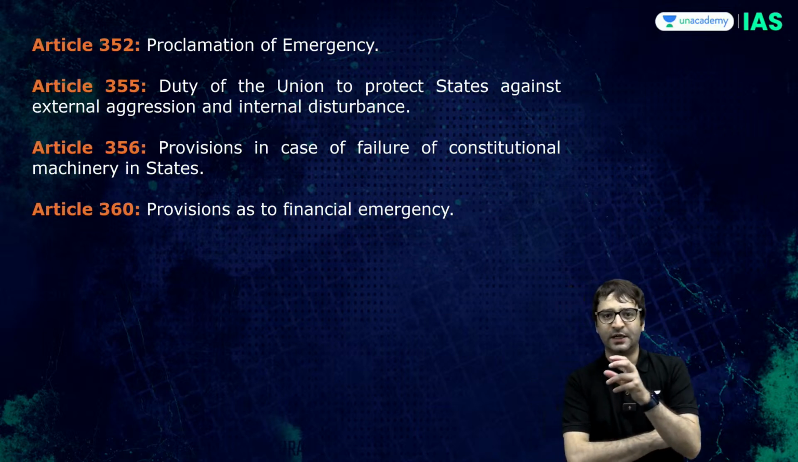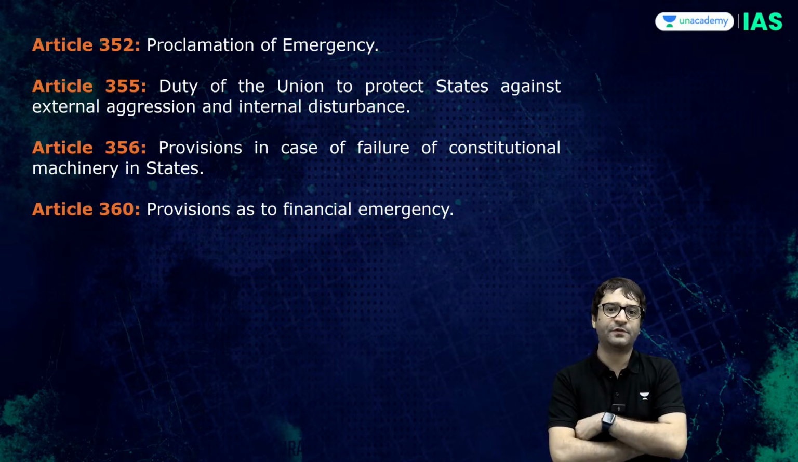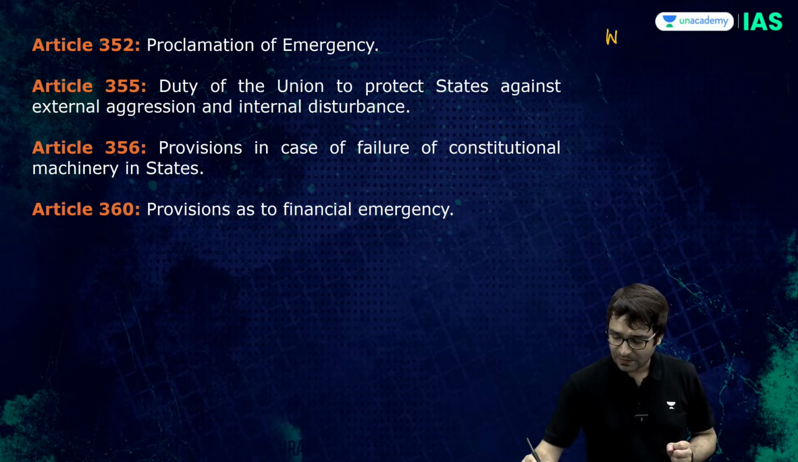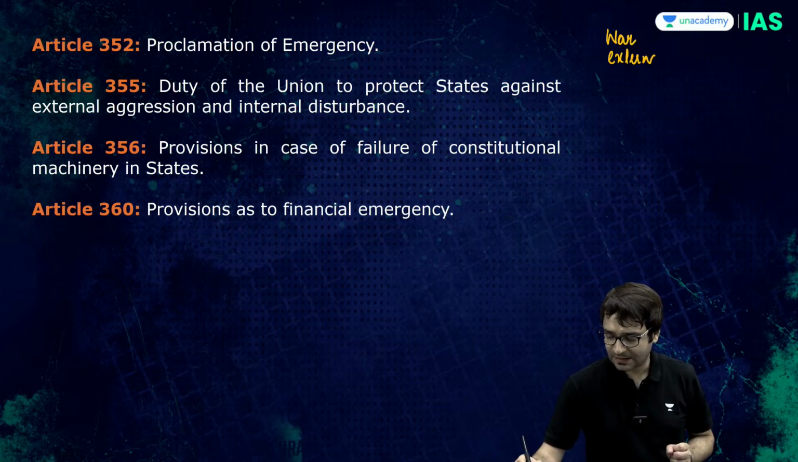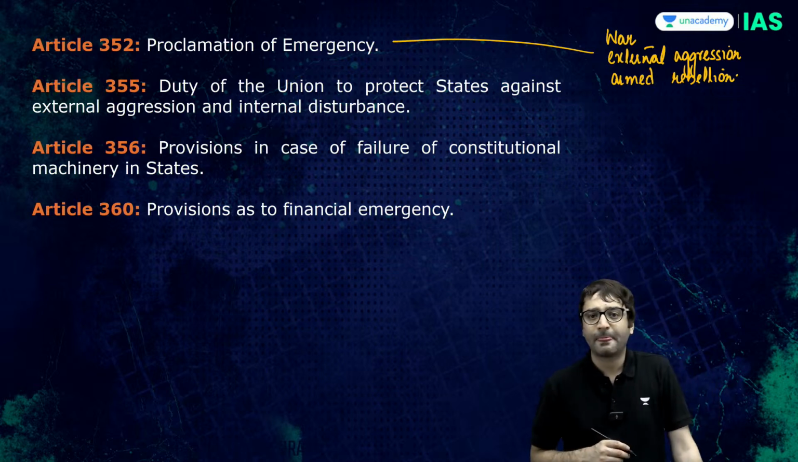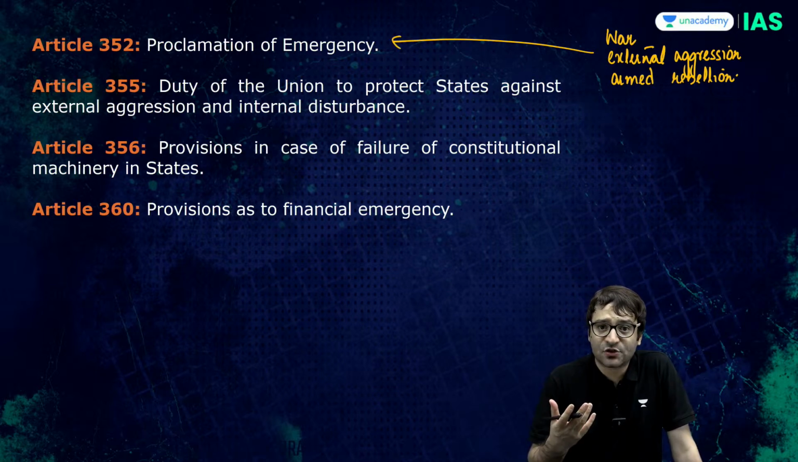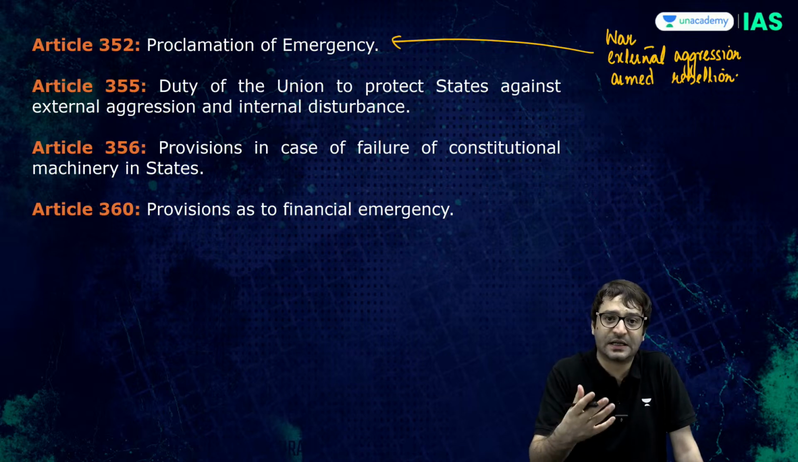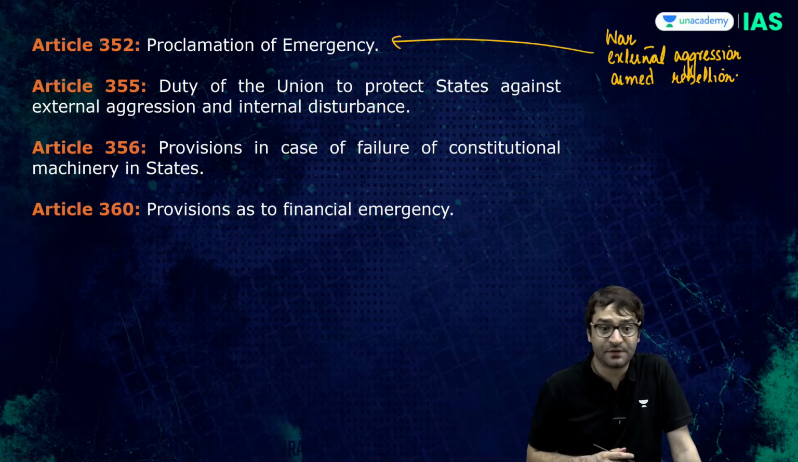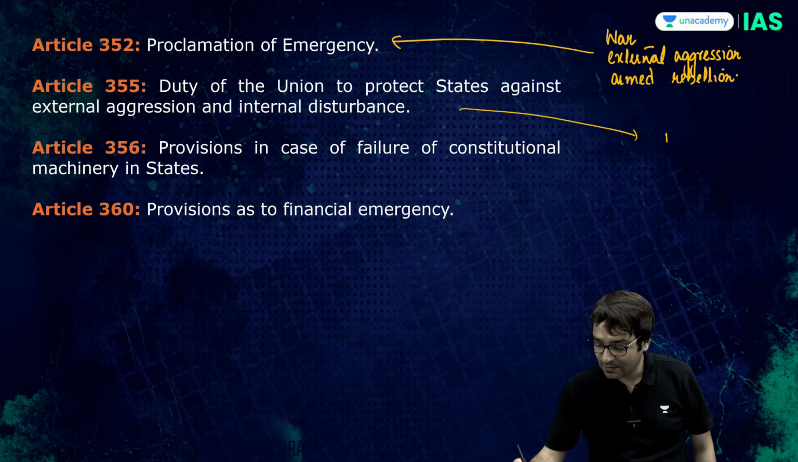Let's quickly look at these provisions. Article 352, if the President is satisfied because of the war, because of external aggression, because of armed rebellion, what the President can do, President can proclaim national emergency. President can proclaim national emergency even in anticipation of war, external aggression or armed rebellion. That's Article 352. Article 355 has been in the news because of Manipur.